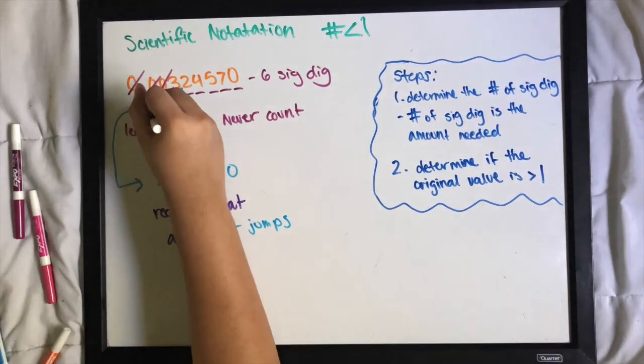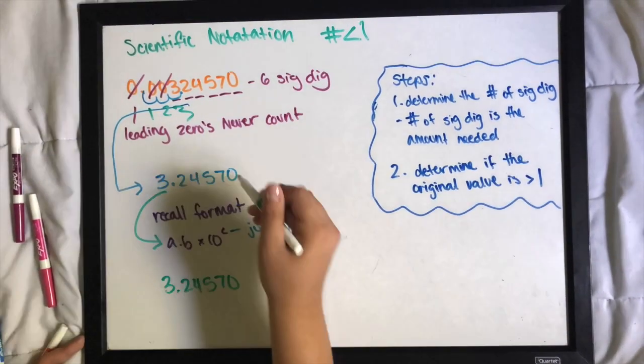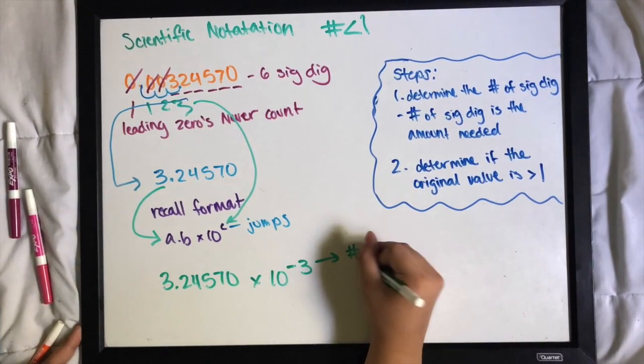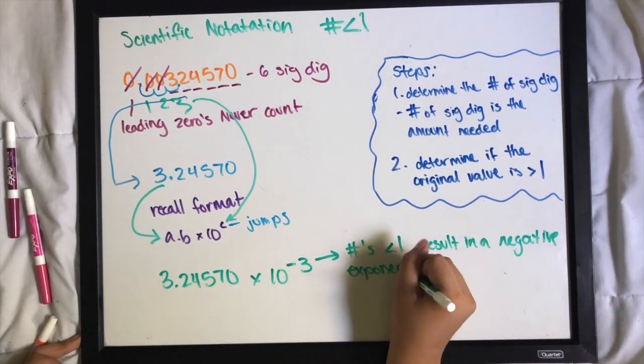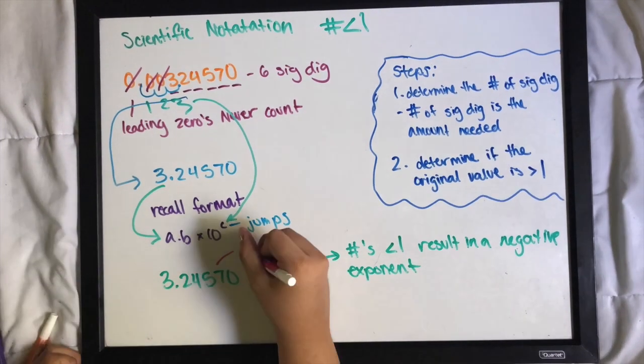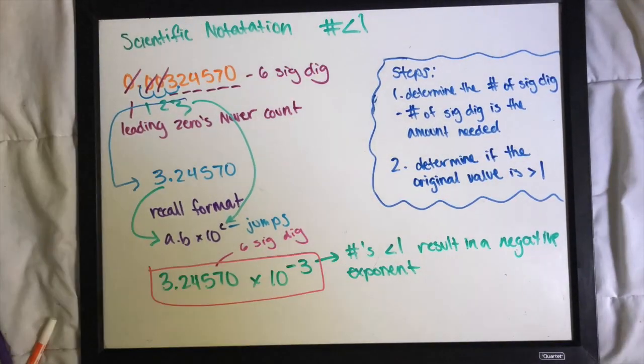So recalling the format, a.b times 10 to the power of c, our answer is 3.24570 times 10 to the negative third, because the numbers less than 1 result in a negative exponent.